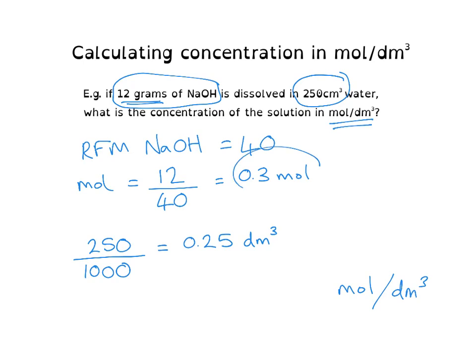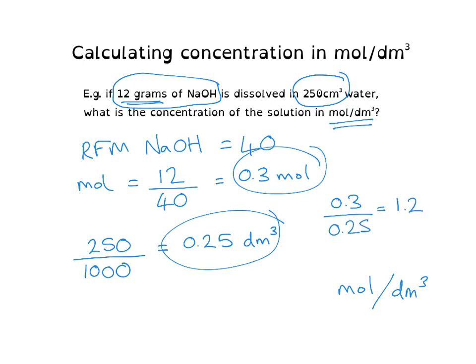Now I've got moles, got decimetre cubed. My answer needs to be moles divided by decimetre cubed. So I'm going to do 0.3 divided by 0.25, and that gives me an answer of 1.2. That is my final answer in moles per decimetre cubed, because that's what I did. I did moles divided by decimetre cubed.